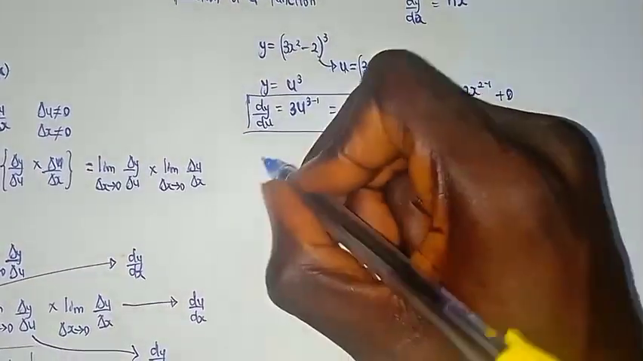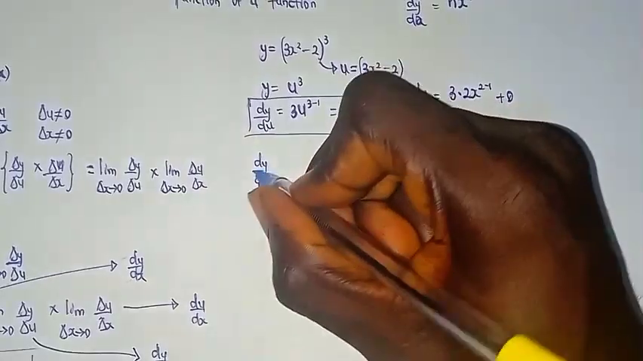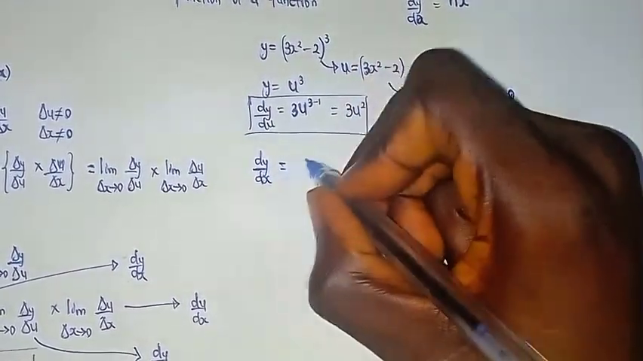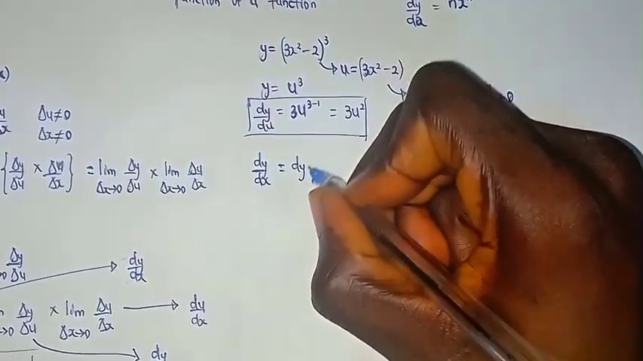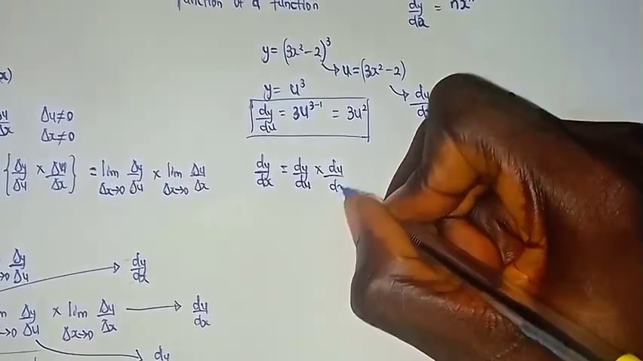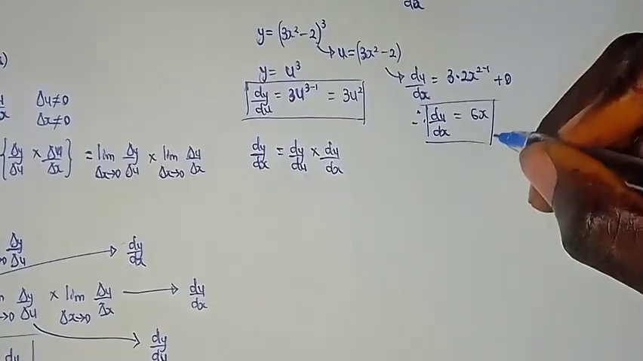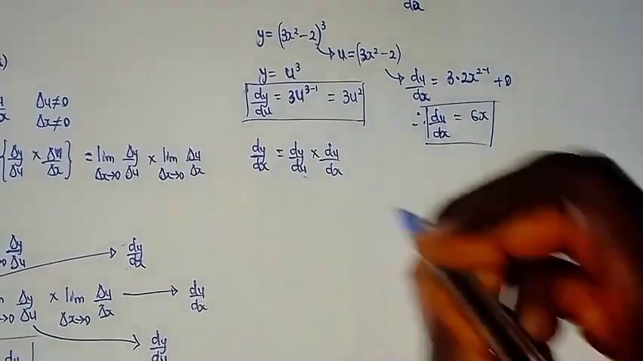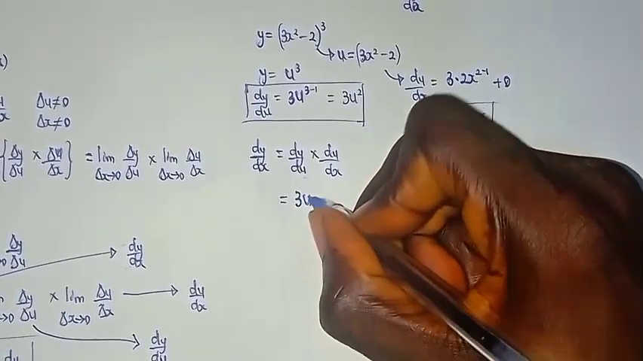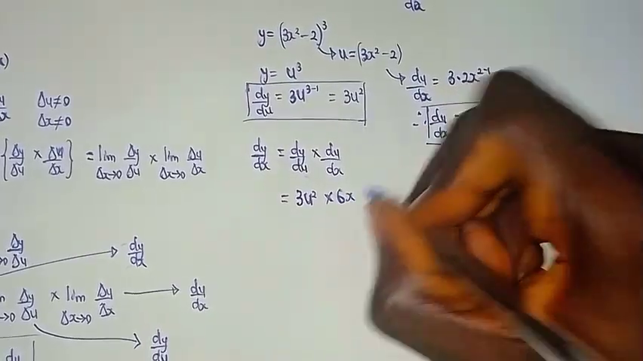But what we are looking for is dy over dx, right? And then from the general formula of function of a function, we have that this dy over dx is equal to dy over du multiplied by du over dx, right? So let's substitute dy over du and du over dx. So this is what we'll get. It becomes dy over du is 3u squared, and then du over dx is 6x, right?